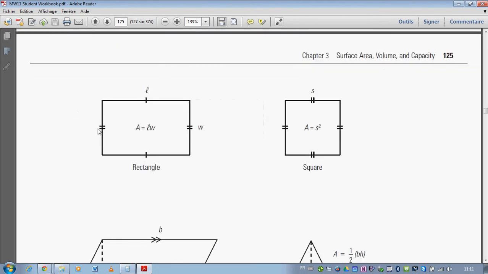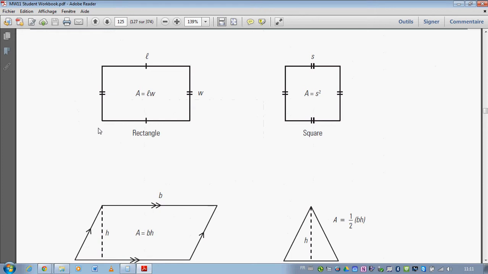And to be able to do this, you do need to become acquainted with the areas of the following shapes. For a rectangle, you just take your length and multiply it by its width to get the area. So one side times another to get the area of a rectangle.